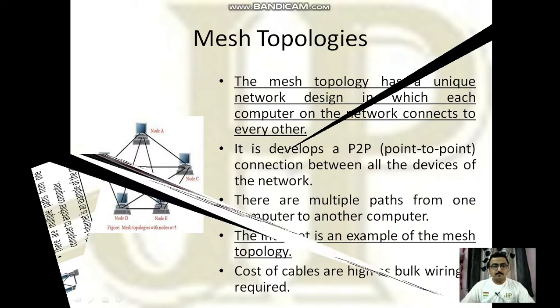The most popular example of mesh topology is the internet. That's why, whatever the best suitable route, the data is transferred in a network where the congestion is not there. But the disadvantage is that the cost of cables is high, as bulk wiring is required.